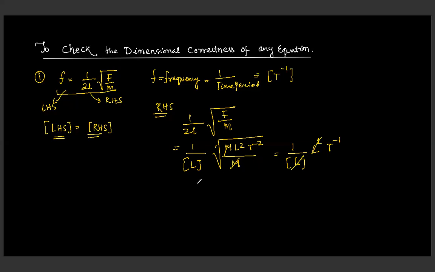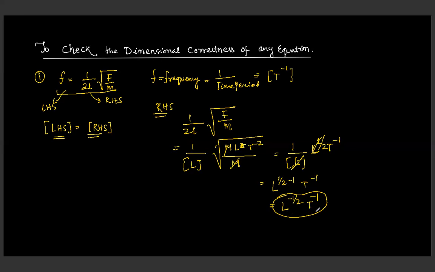So what are we going to get here? Sorry, I just made a mistake over here. It is L actually. So it is L to the power 1 by 2. Sorry. So here we are going to write it as L to the power 1 by 2 minus 1 t to the power minus 1. So here we are going to get L to the power minus 1 by 2 t to the power minus 1. Right?